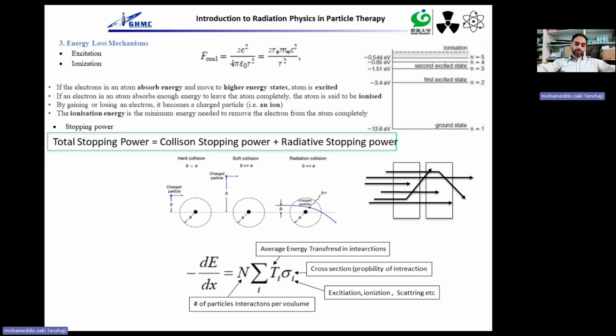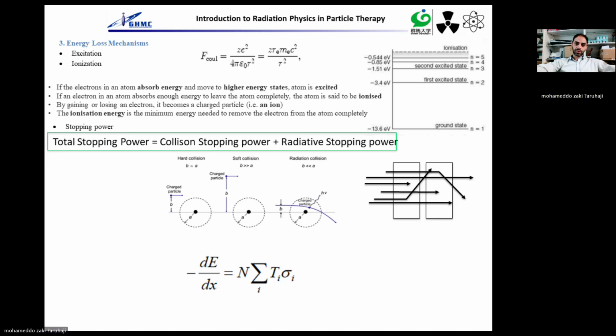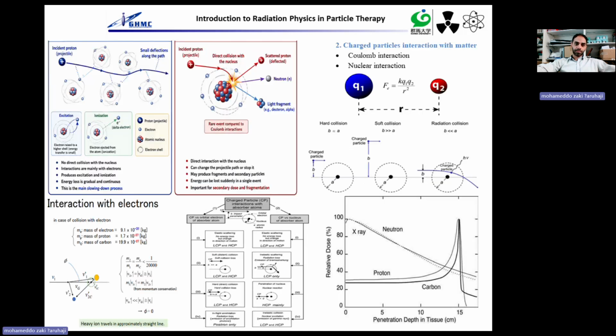Can I go back to the previous slide? So the figure in the bottom right corner, this one. Can stopping power explain this figure? This is stopping power. Yeah, we have this figure because we have stopping power. If we don't have stopping power, we will have something like this. But we have stopping power.